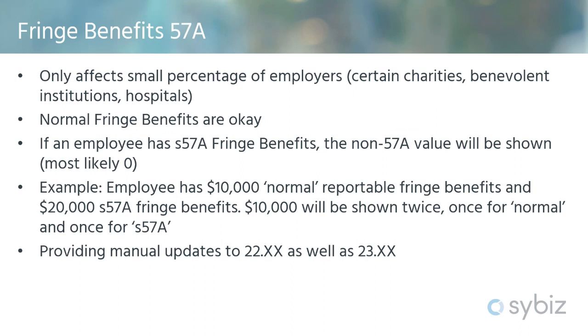So a little bit more about the Section 57A fringe benefits: that only affects a fairly small number of employers. So there's certain charities, hospitals, ambulance services, and things like that. As I said, you'll know if you're in those categories that can avail themselves of those Section 57A fringe benefits. And I should clarify as well that normal fringe benefits are okay. It's just these Section 57As. So if you are on an older version prior to 22.23 or 23.11, it will misbehave by picking up the same amount that's in your normal fringe benefits and popping it into the 57A bucket, which is not what we want. So again, this is only for people with the Section 57A fringe benefits.